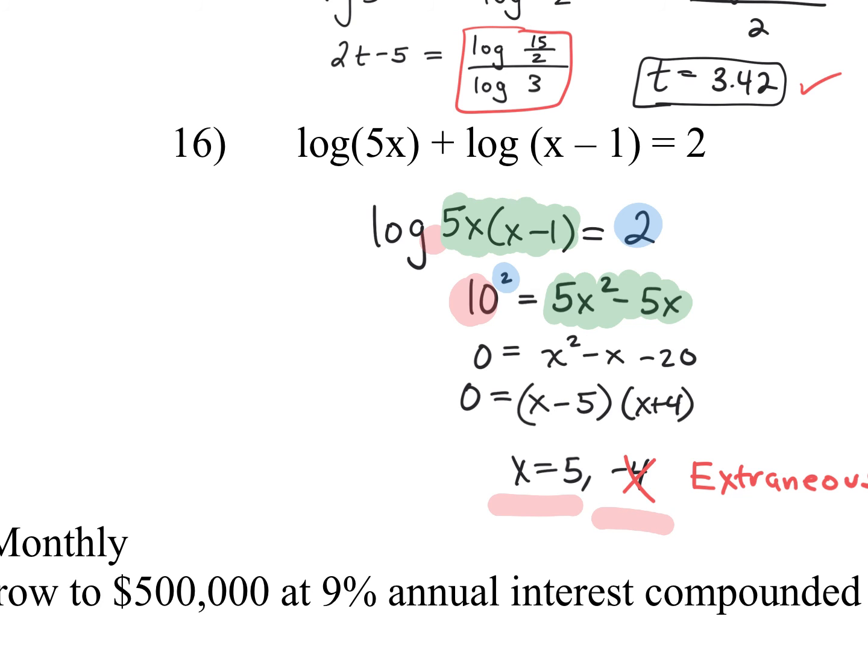Now remember, logarithms have a domain restriction. We can't take the log of a non-positive number, so this quantity here, if it were plugged in to either 5x or x minus 1, would result in a negative value in a logarithm, which is not good. So that solution must be extraneous.